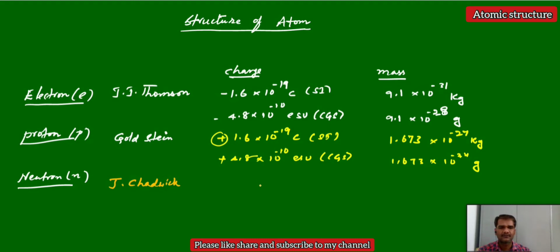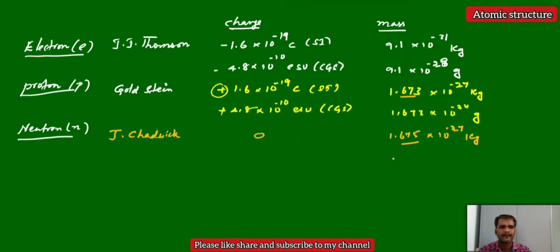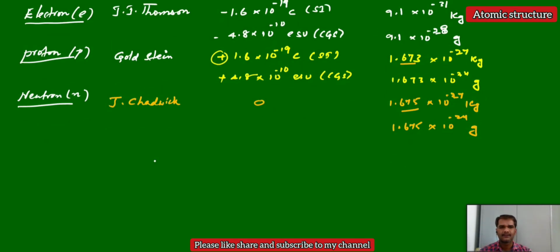What is the charge? Charge is neutral, 0. What is the mass? Mass is almost equal to that of the proton, 1.675 into 10 power minus 27 kg. See, this is 1.673, this is 1.675, almost equal. Or in terms of grams, 1.675 into 10 power minus 24 grams. And this fundamental information is very, very important for electron, proton and neutron. You should remember.